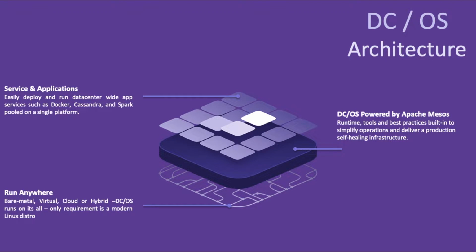And this is your application and service layer where you run all your containers, such as Docker containers. You can directly run Cassandra, Spark, or any kind of container-based solutions. You can directly run a Kubernetes solution.